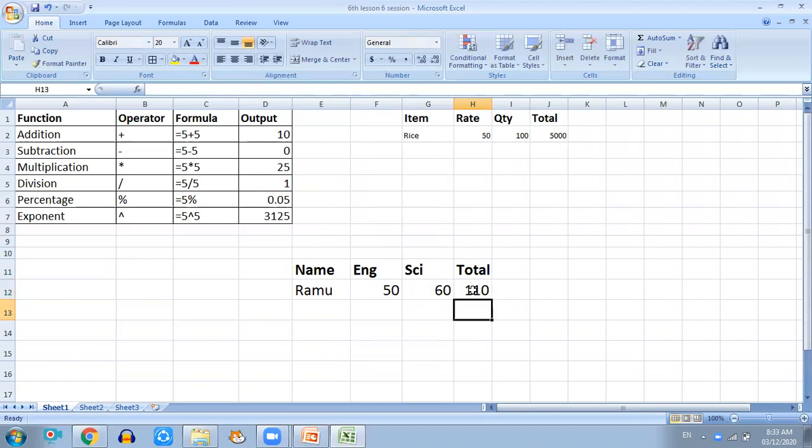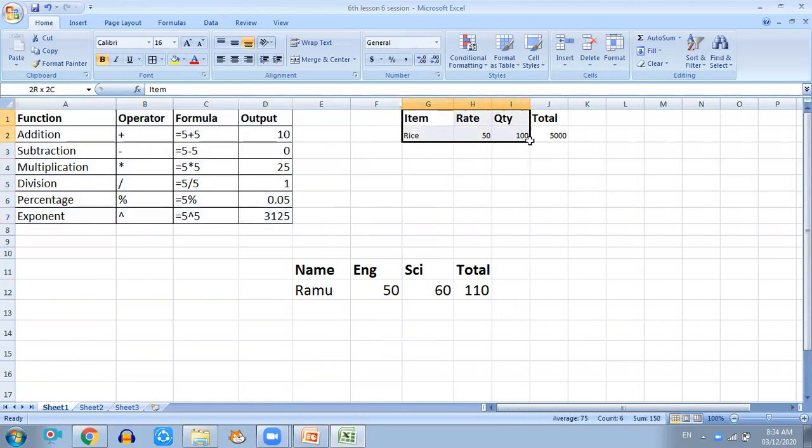50 plus 60. This is one method. Another method: equal to, click on this cell, then click on plus, then click on the next cell, and press enter. So here we have done the total. Here we have used the operators. I hope you understood. Addition, subtraction, multiplication, division: this is a chart given in your textbook on page number 65. You can take help of that chart also, and you can practice it at home.